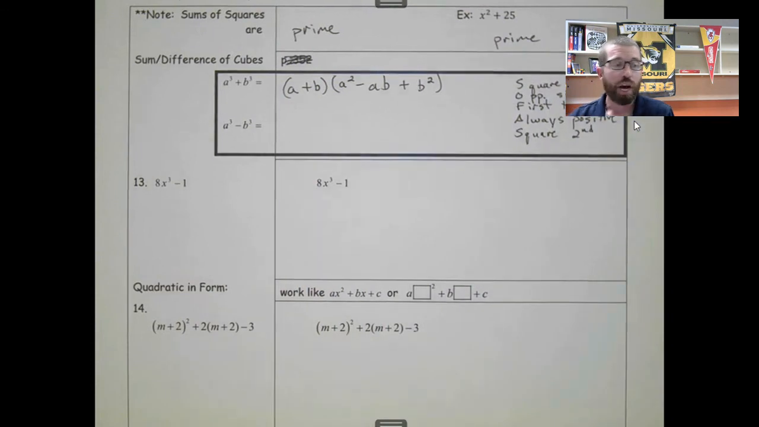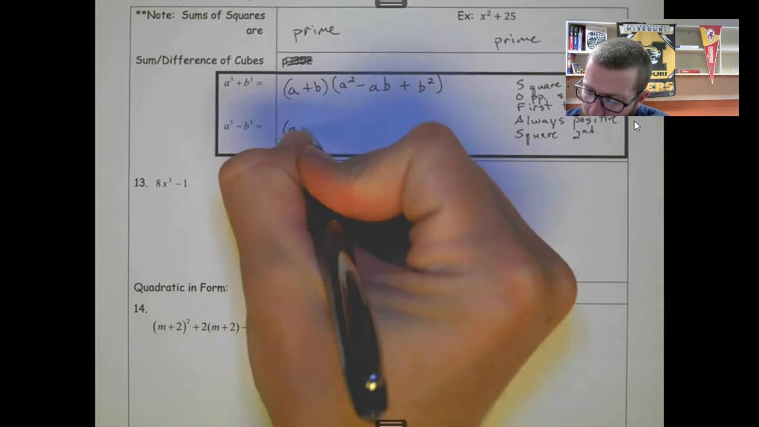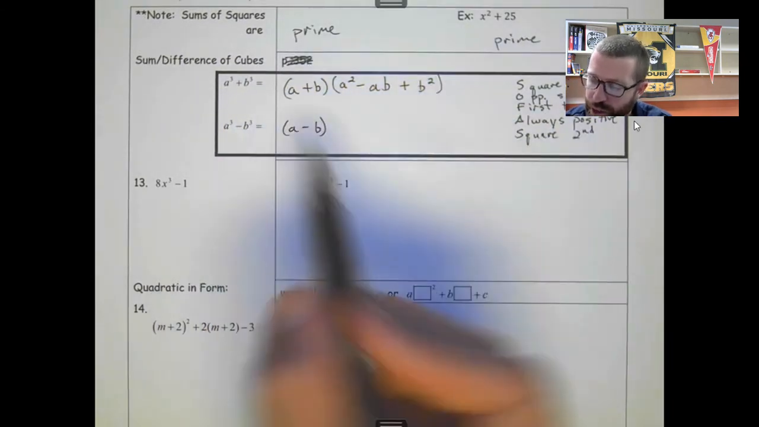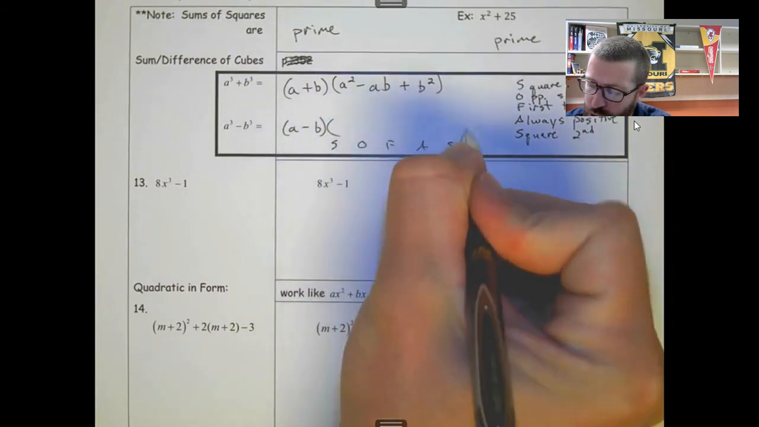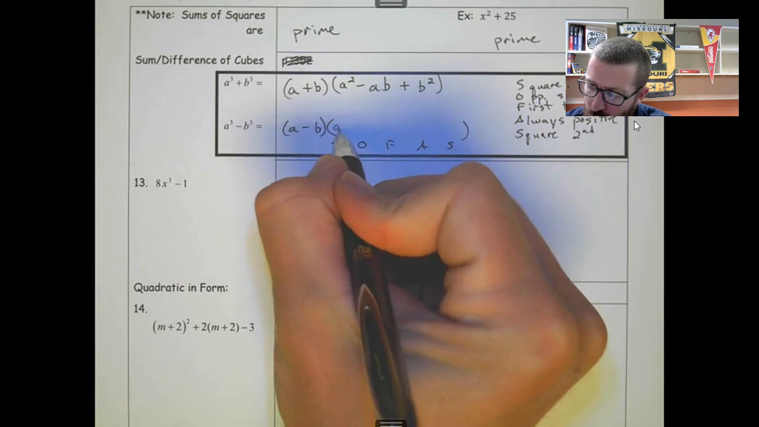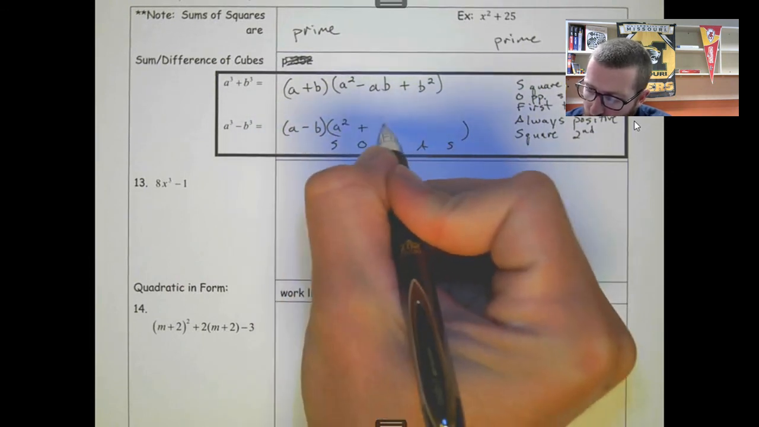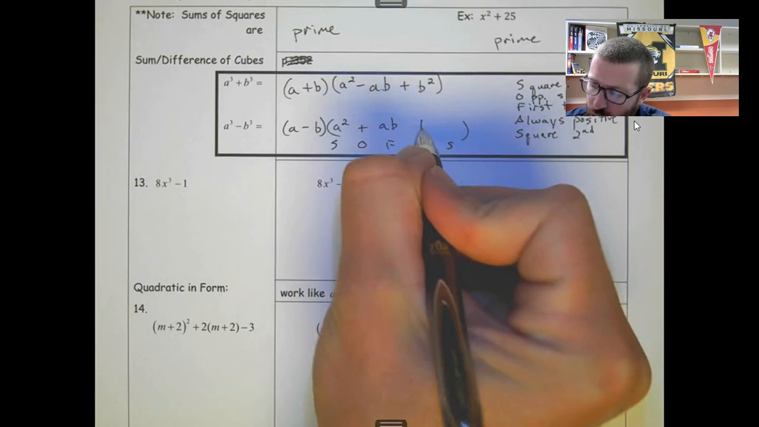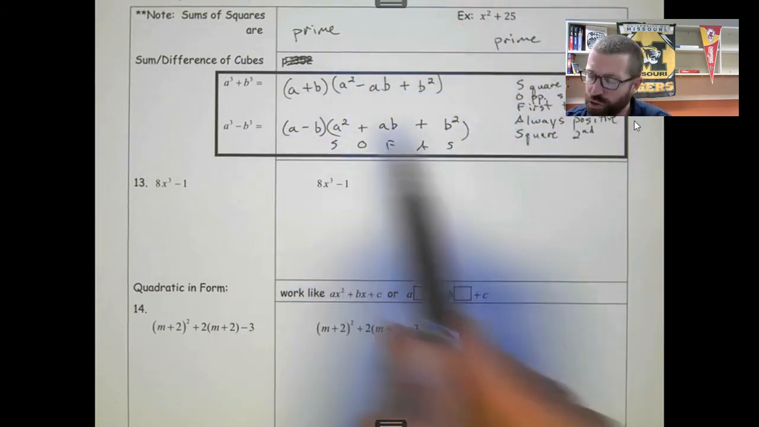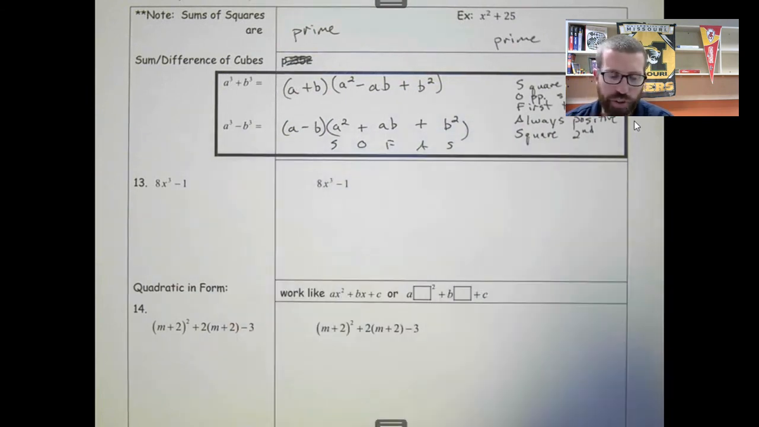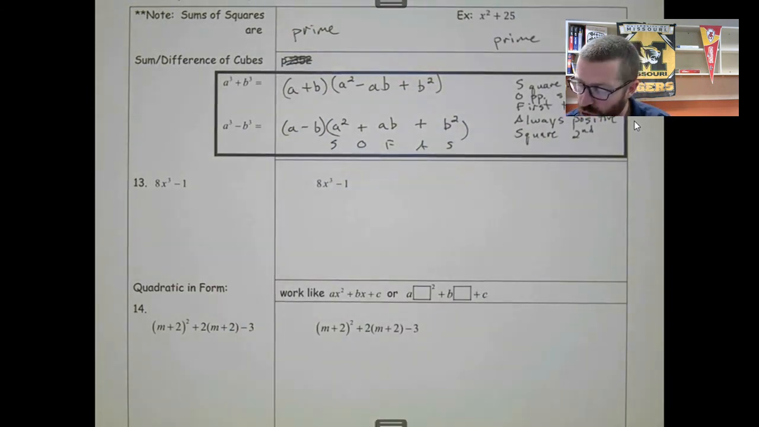It'll take some practice. I'm going to try to do this quickly so you can see that. So pause it, and try to find the rhythm of it. First thing you do is take the cube root of both of them, and then you have to follow the method. So it's SOFAs: square the first, opposite sign, first times second, always positive, square the last. So pause and look at it again to see that pattern. And then try the pattern down here with 8x cubed minus 1 for that difference of cubes.